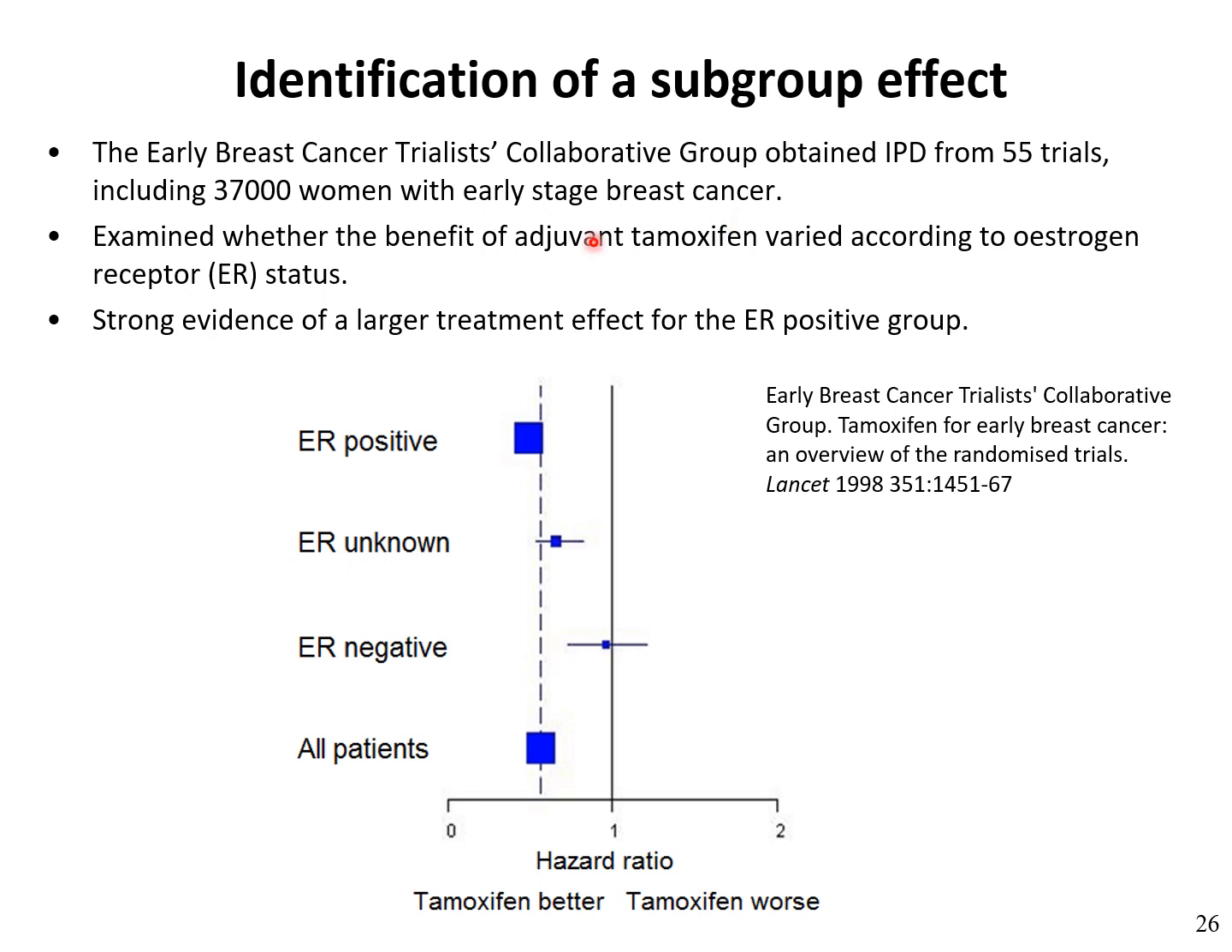And they used that IPD to examine whether the benefit of tamoxifen therapy varied according to estrogen receptor status, ER status. And their IPD meta-analysis did demonstrate strong evidence, backed up by biological rationale, of a larger treatment effect for the ER positive group. So here we have the meta-analysis result for the ER positive group. Clearly the hazard ratio is much less than 1, whereas for the ER negative group the hazard ratio is very close to 1 and there's a lot more uncertainty. So this is one of the major reasons why tamoxifen treatment is generally only given to those that are ER positive.